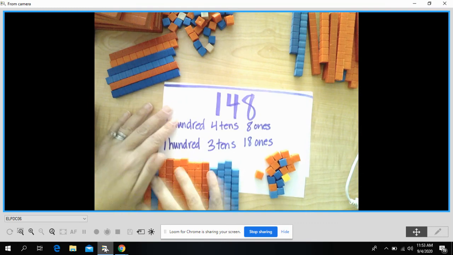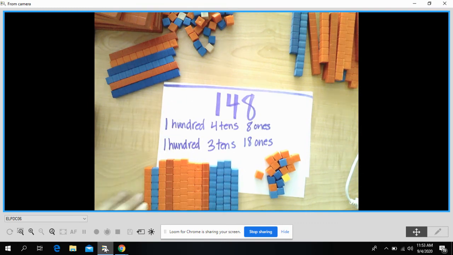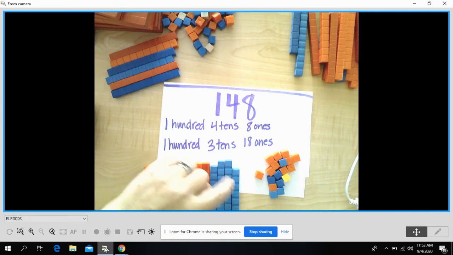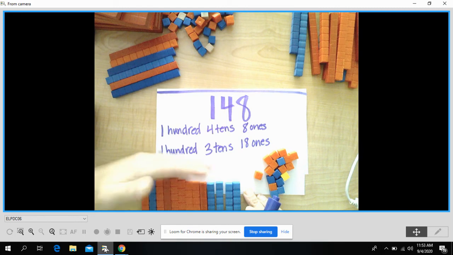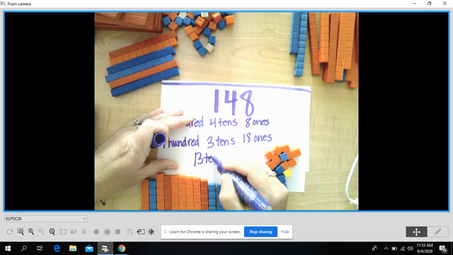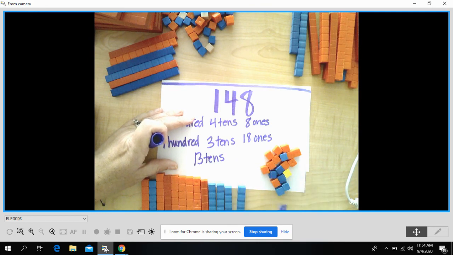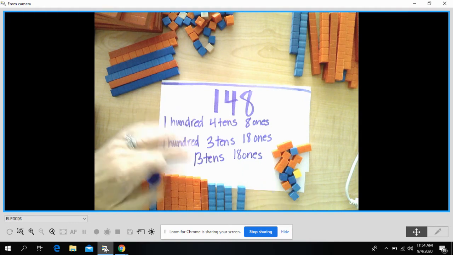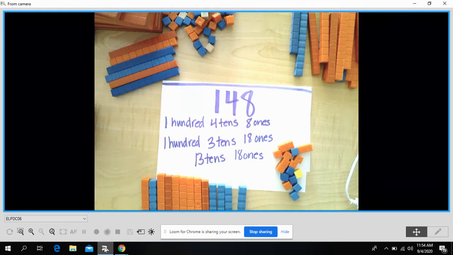Did we even have any hundreds in this? No, we didn't. How many tens did we have? 1, 2, 3, 4, 5, 6, 7, 8, 9, 10, 11, 12, 13. This time, to make 148, we had 13 tens. And how many ones? You got it, 18 ones. And that still makes 148.